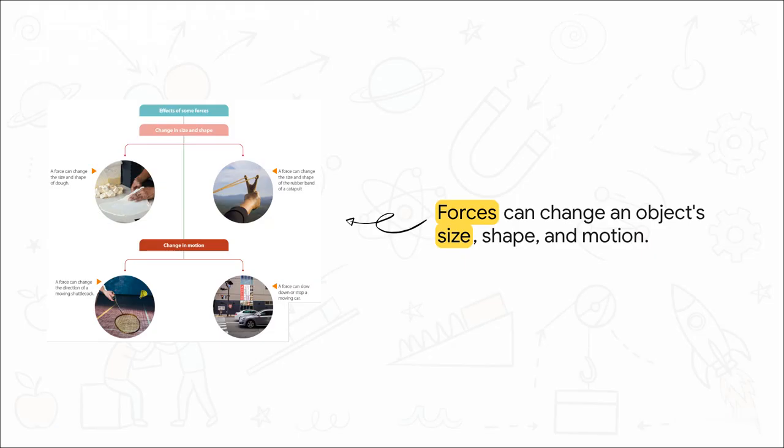A force is basically just a push or a pull, and it has two main categories of effects. First, it can change size and shape. Think of a chef stretching out a huge piece of pizza dough, or a hand pulling back the rubber band of a catapult. Second, a force can change motion. It can alter the direction of a moving shuttlecock when you smash it with a badminton racket, or it can hit the brakes to slow down a speeding car. So size, shape, and motion. That's essentially the physical footprint of a force.